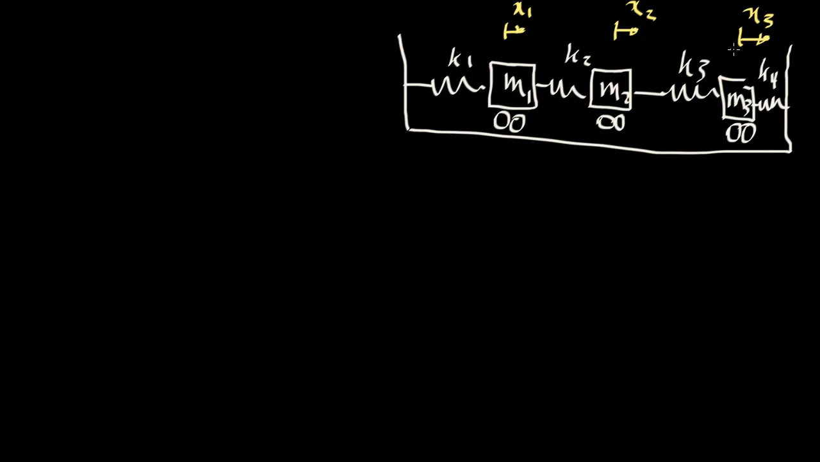And here, let's assume that when x1 is equal to x2 is equal to x3 equal to 0, all the springs are at rest. And we want to derive the governing equation of motion for this system. We basically say, what if, for example, we give an initial velocity or initial displacement to 1, 2, or 3 of these masses, how would the response of the system, x1, x2, and x3, be?